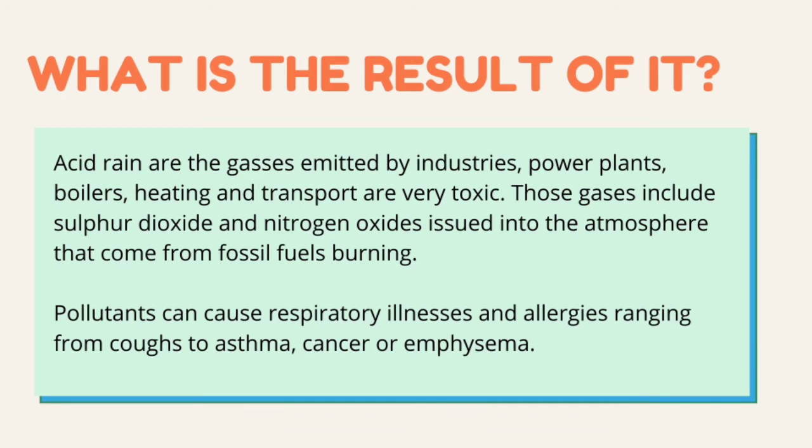There are many results or effects of air pollution. The examples are global warming. Global warming is a direct consequence of the greenhouse effect, which is produced by the high emission of CO2 and methane into the atmosphere. Next is acid rain. Acid rain comes from the gases emitted by industries, power plants, boilers, etc. Those gases are released into the atmosphere from fossil fuel burning.